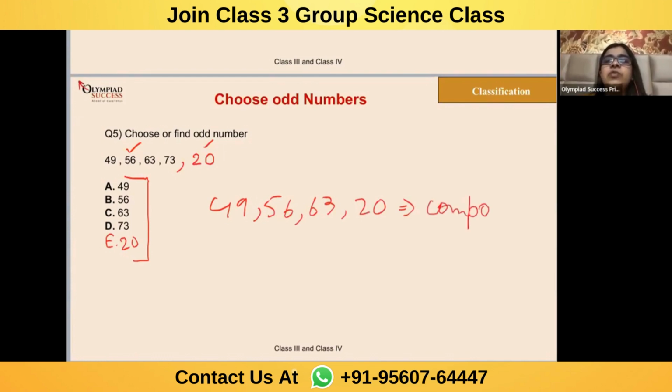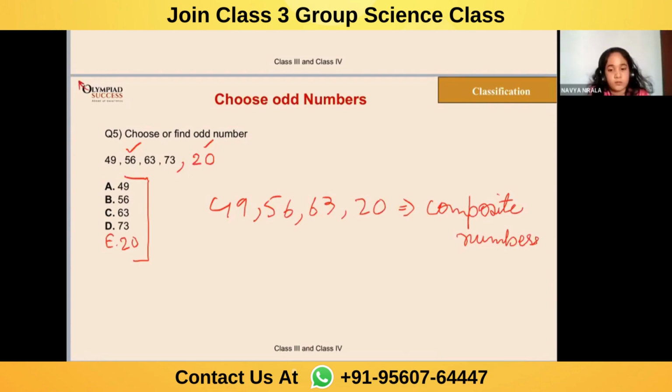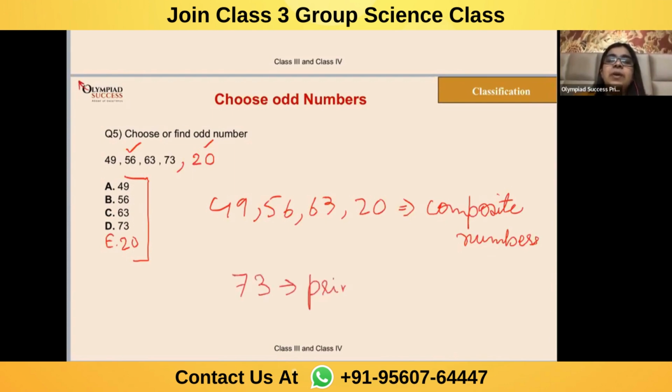Do you know what composite numbers are? Any number which can be divided by more than 2 numbers is called a composite number. Apart from 1 and itself, if any other number divides 49, like 7, 56, like 7, 63, like 7 again, 3, everything, 21. So these numbers divide 63, these numbers divide 20. So that's why they are composite numbers. Out of them, 73 is the only number which is not composite. It is a prime number. So that's why 73 is my answer.